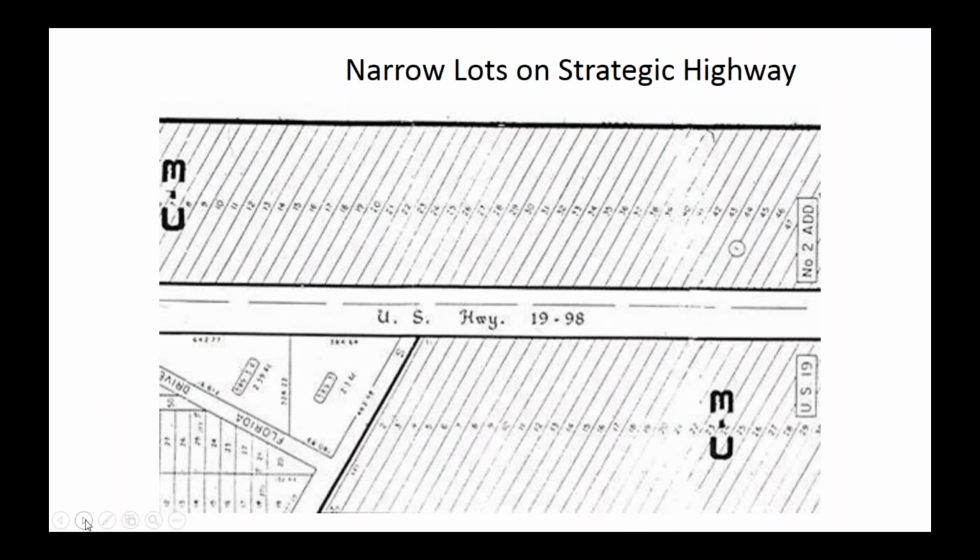And here were some of these long, narrow bowling alley lots lined up and down US Highway 98. This was in, I think, Levy County. Yeah, Chiefland. So it's amazing what you'll find on these old maps. Yeah, and these, of course, are dysfunctional.